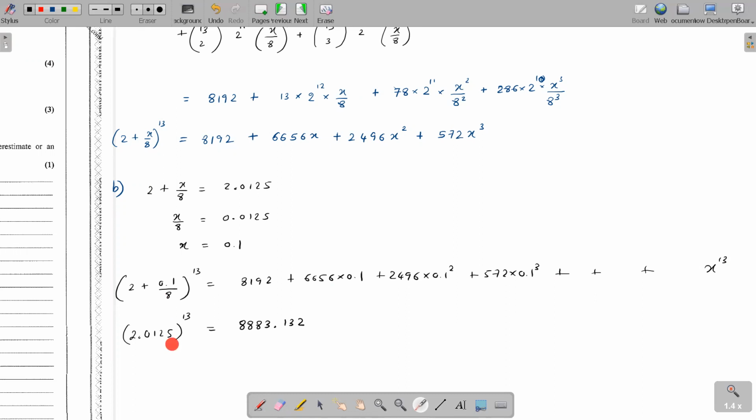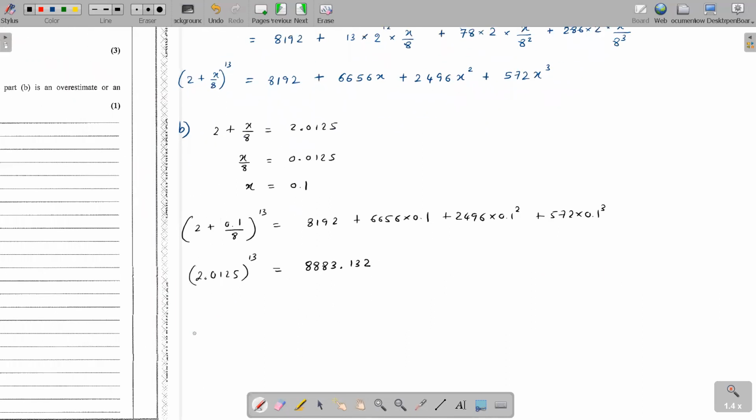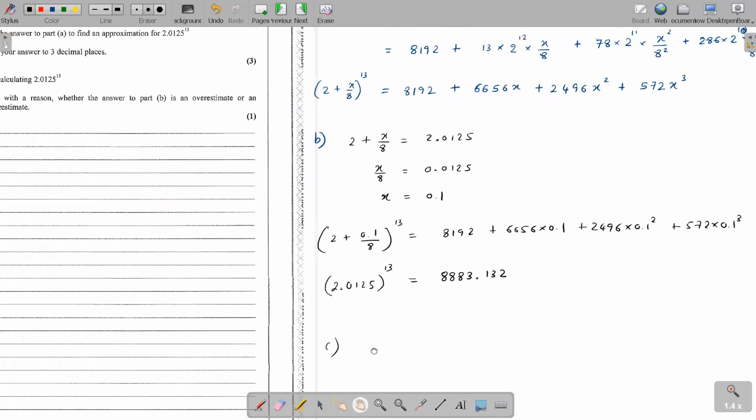If you add all of them onto this, only then can you get the true value. We have only taken the first four terms. The last terms have not been considered, which means, since we are adding all these values, what we get here is definitely an underestimate of the true value. So this is not the true value, it's an underestimate. So you can write in part C, this is an underestimate.